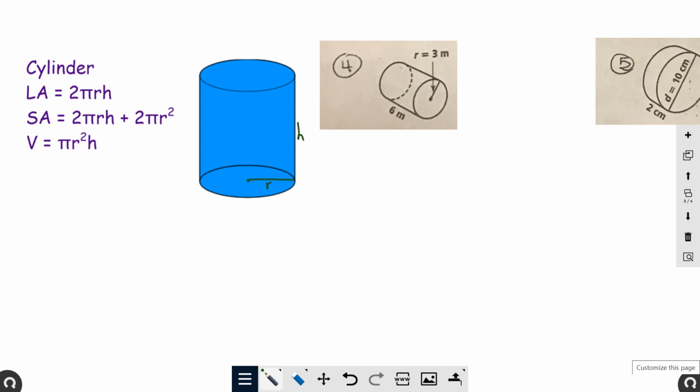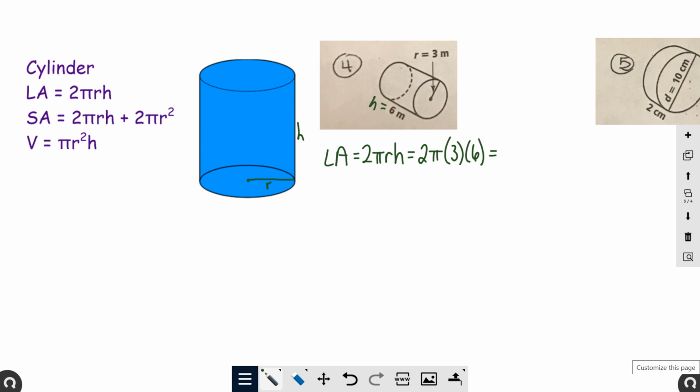All right, so here we go. Cylinder. Let's do our lateral area. Let's go back to this example here. We know everything in it. This is R. R is 3, so what is H? 6. Good. So lateral area is 2 pi RH, or 2 pi times 3 times 6. When you grab your calculators, you just multiply those numbers together.